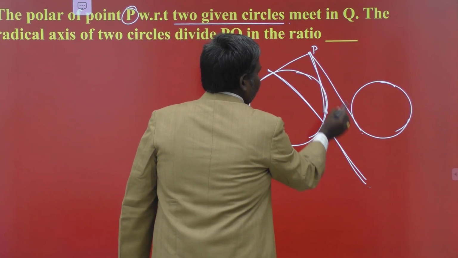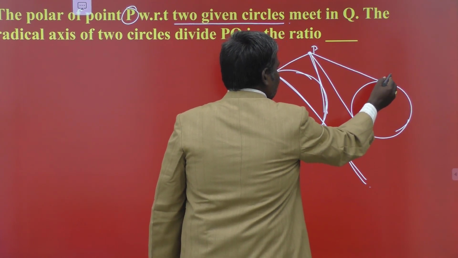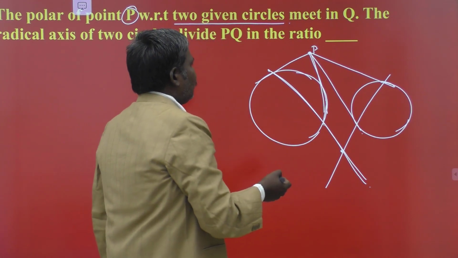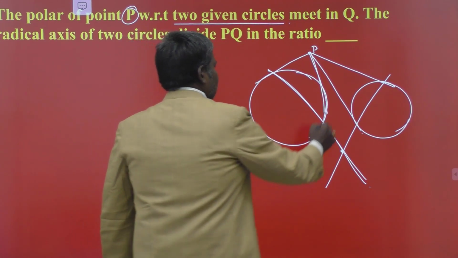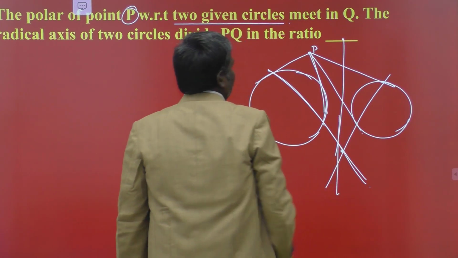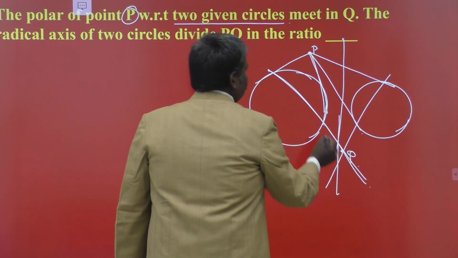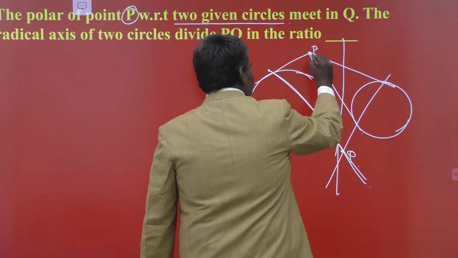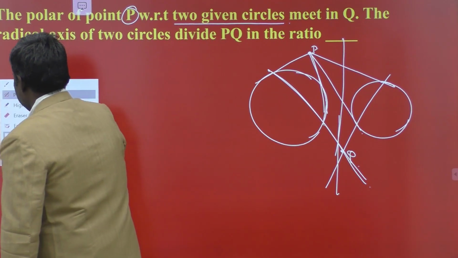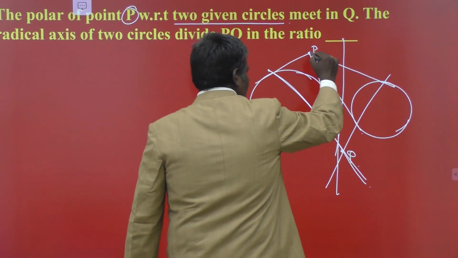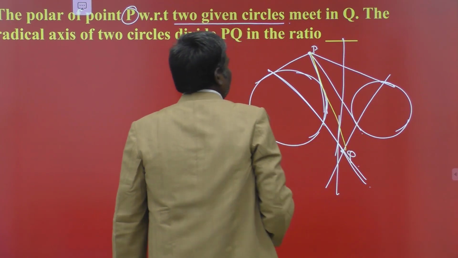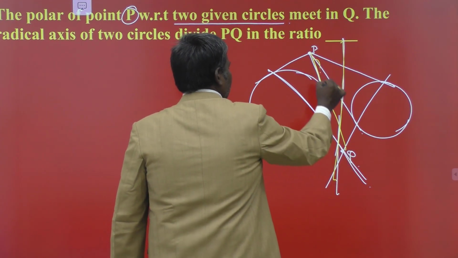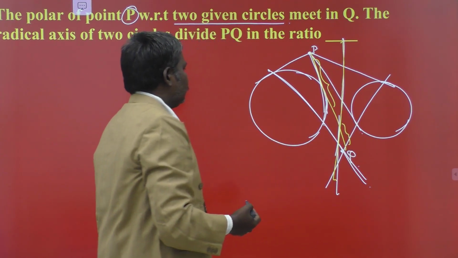Can I find the polar of P with respect to the second circle or not? This is the polar of the point P with respect to the second circle. This is the radical axis of the 2 circles. This is the point Q. This is your point P. Now the line joining PQ. This is my line joining PQ. The line joining PQ is divided by this radical axis in what ratio, they are asking. So this is a rough diagram for you.